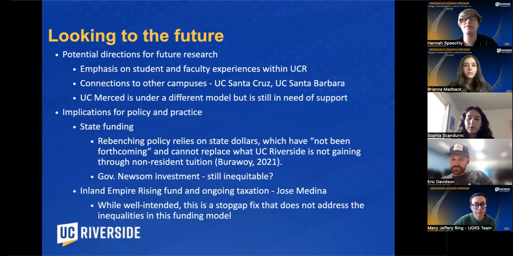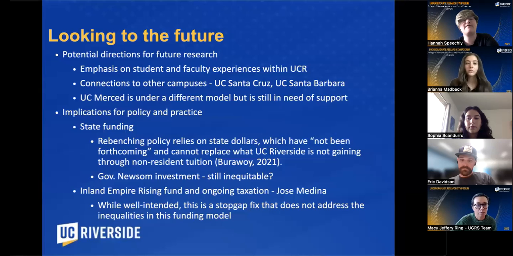They also support a lot of non-traditional and in-state students, and especially Hispanic and Latino students. They need our support just as much as the ones in our backyard. So that would be one thing I would be interested in seeing for future research.